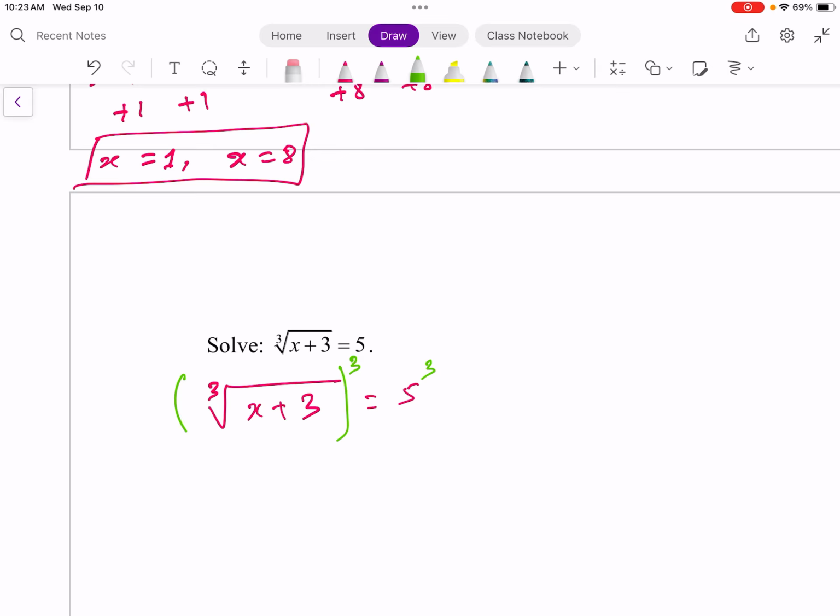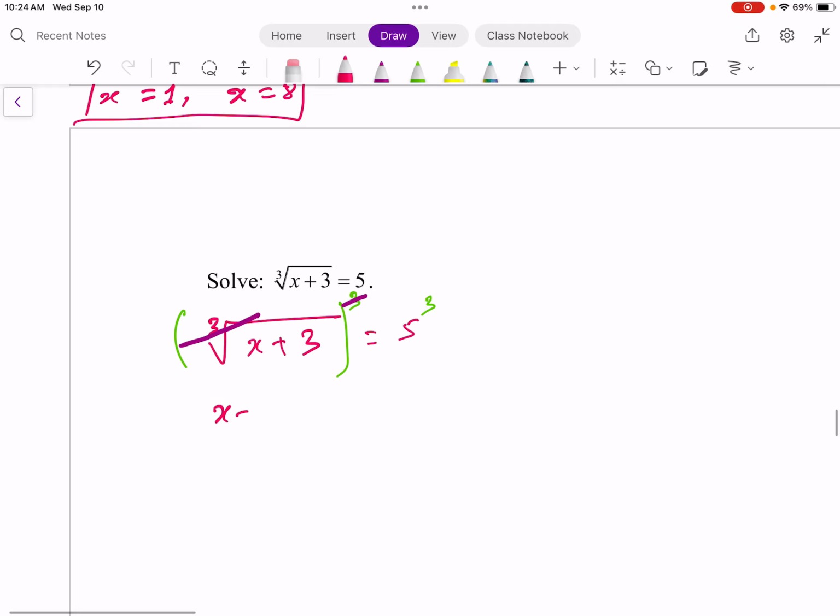Now once you cube, the cube root of x plus 3, cubed, is x plus 3. Now this cube root and this cube are gone. So we have x plus 3 equals 5 cubed, 125. This is a linear equation. We know how to solve it. Subtract 3 and we have the answer. X is 122. This is the solution for this radical equation.